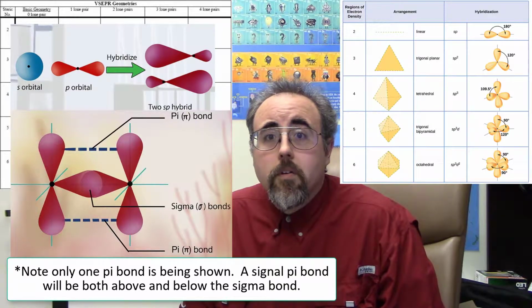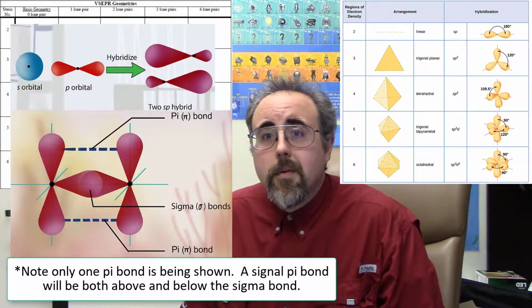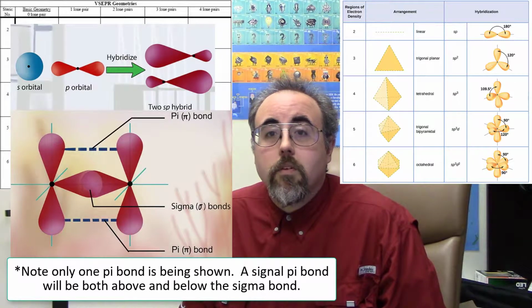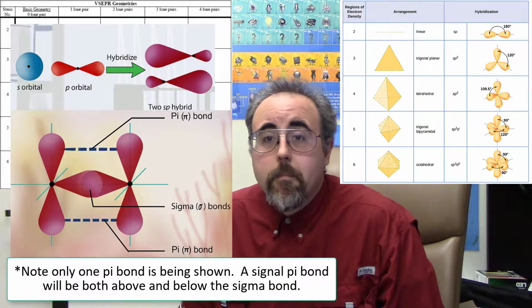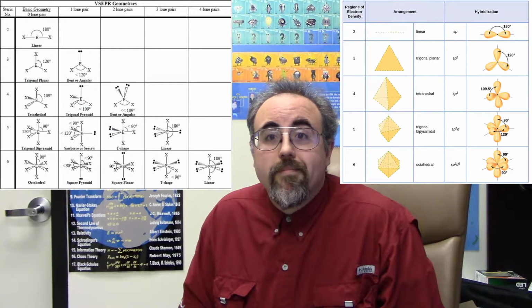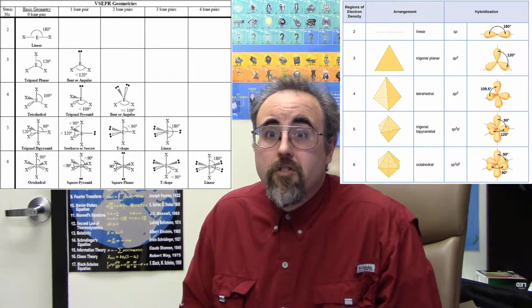They'll be interacting with what's known as a pi bond. The sp orbitals, though, will be interacting with what's known as a sigma bond and will directly overlap with the orbitals of the other attached atom. The pi bonds don't directly overlap. They overlap more on the sides. Okay, that's it for just two electron domains.